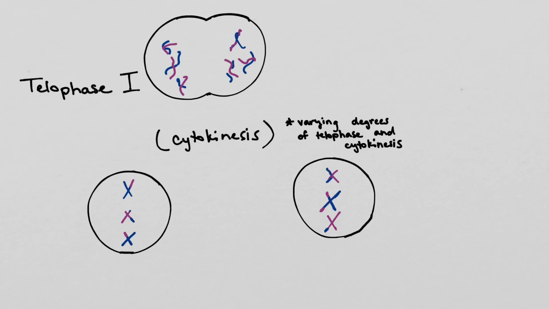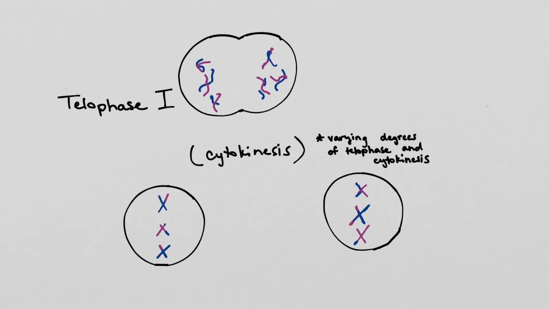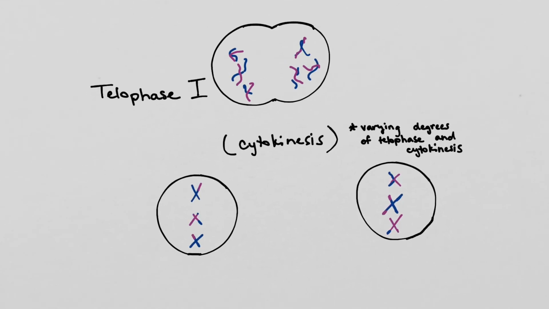There. Yes, clear. So if it goes all the way through cytokinesis, this is what you have at the end of meiosis 1. Are these haploid or diploid? Haploid, yes.